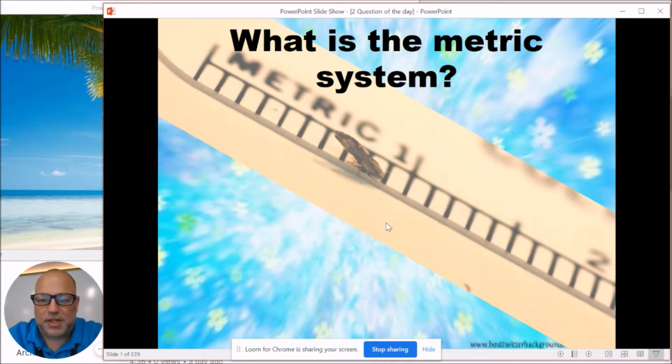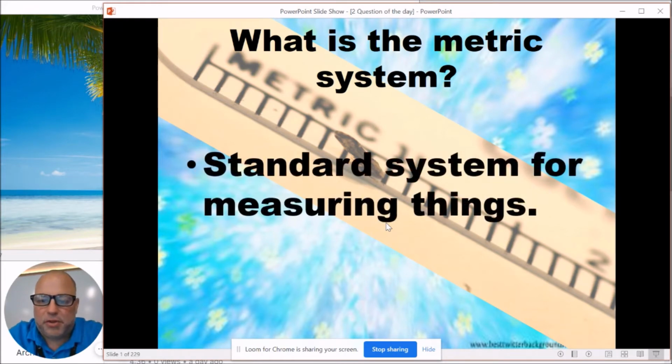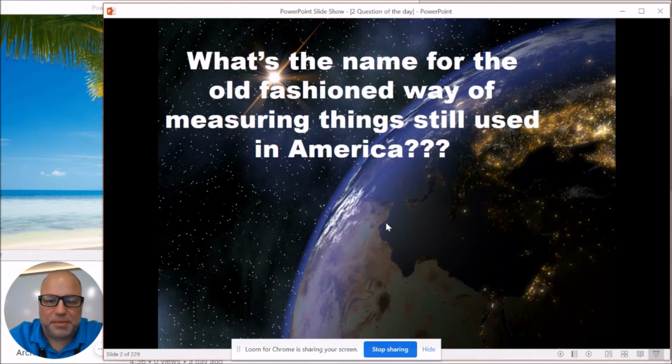Today what we're going to do is talk all about the metric system and specifically how to convert units in the metric system. So really quickly, let's go through some of the basics of the metric system. What is it? It's basically a standard way of measuring things that everyone in the world agrees upon.